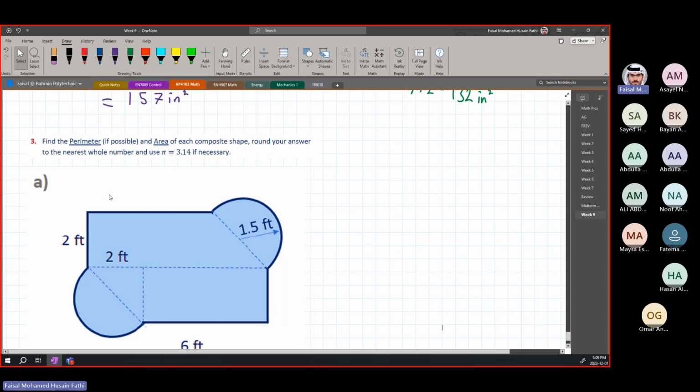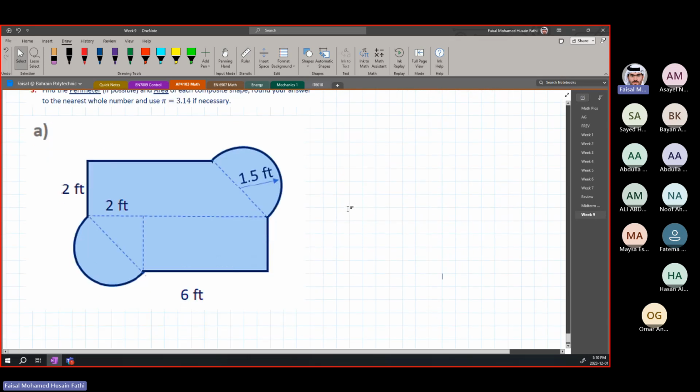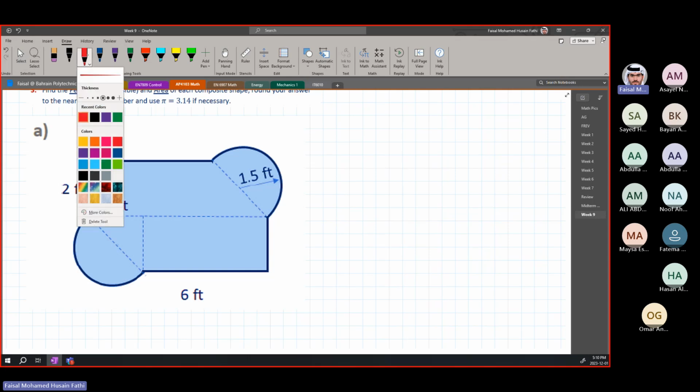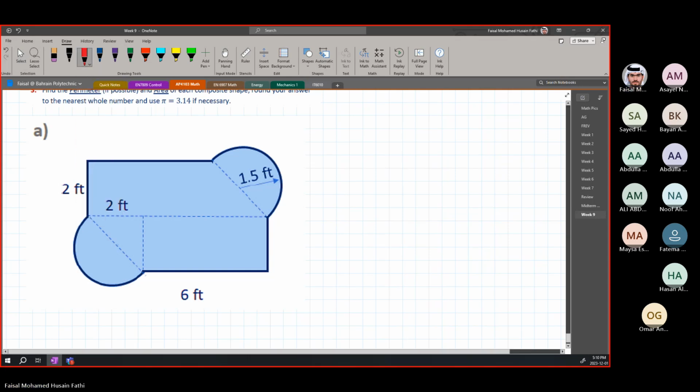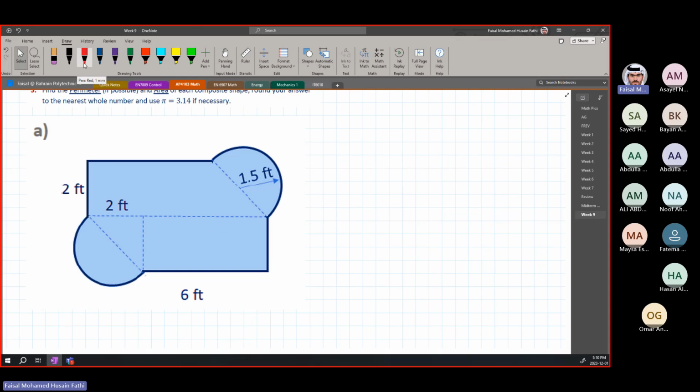So again, find the perimeter if possible and the area of each composite shape, and then round your answer to the nearest whole number again and use pi as 3.14. Now, here, again, don't get scared. The difference here is there's just an extra shape usually, or it just looks a bit scarier, but it's very straightforward, very simple. You go step by step, split it into shapes you know, and you should be fine.